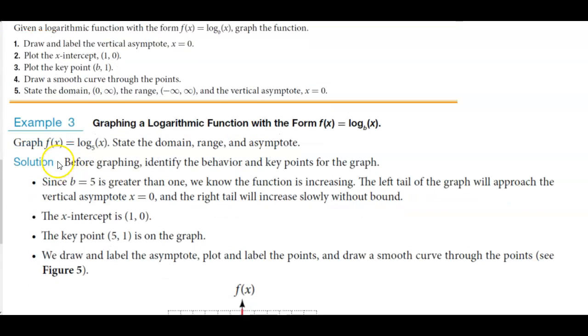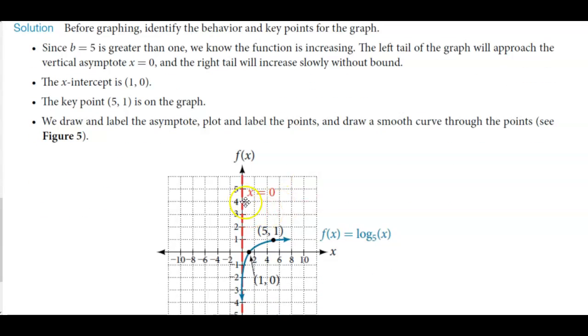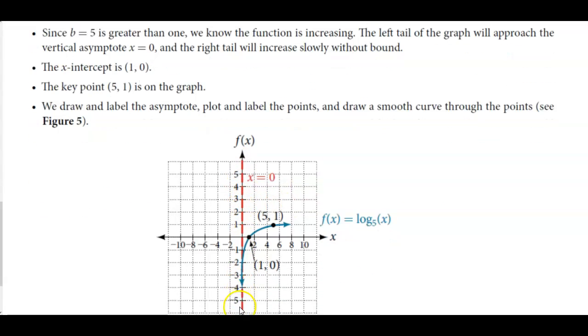So for example 3, we want to be able to graph f of x, which is equal to the log of base 5 of x, and state the domain, range, and the asymptote. Now before graphing, we want to be able to identify the behavior and the key points for the graph. So the base of this logarithmic function is 5, it's greater than 1, so we'll know that this function is going to be increasing. Now the left tail of the graph will approach the vertical asymptote x equals 0, and the right tail will increase slowly without bound.